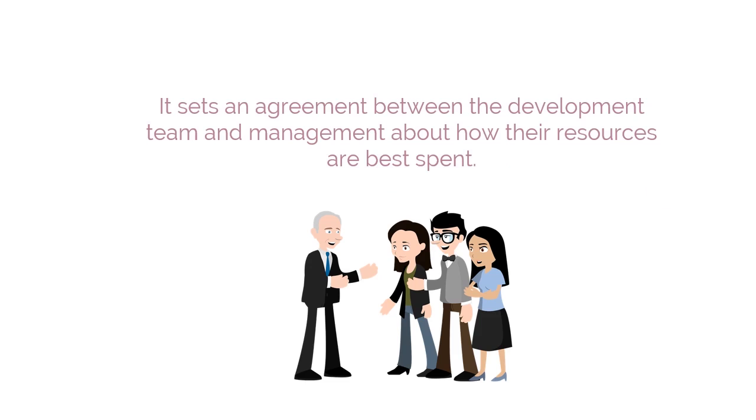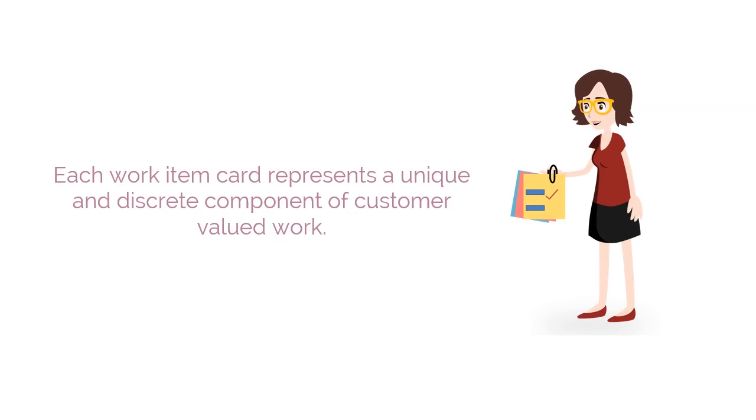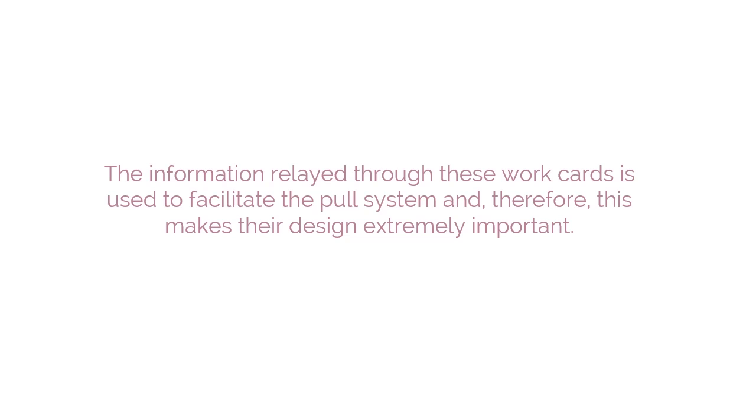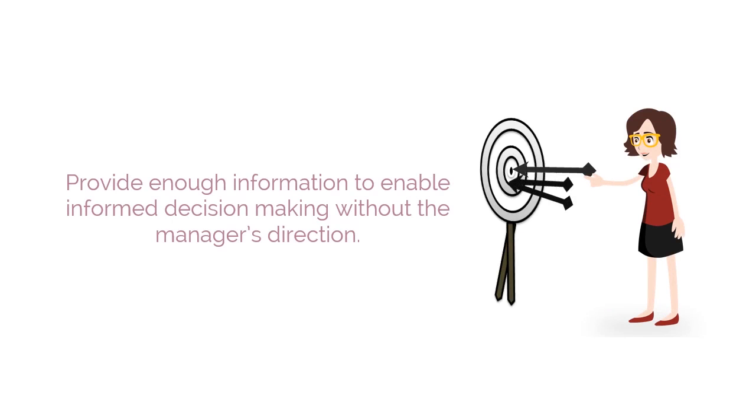And finally, we will look at anatomy of a work item card. Each work item card represents a unique and discrete component of customer-valued work. The information relayed through these work cards is used to facilitate the pull system, and therefore, this makes their design extremely important. The design may vary based on the classification of the work item. The aim is to provide enough information to enable informed decision-making without the manager's direction. This will empower team members to make informed decisions and encourage transparency of process, objectives, and project goals.